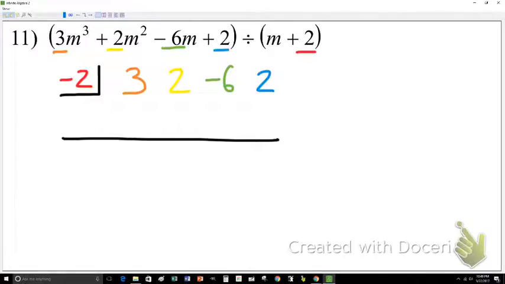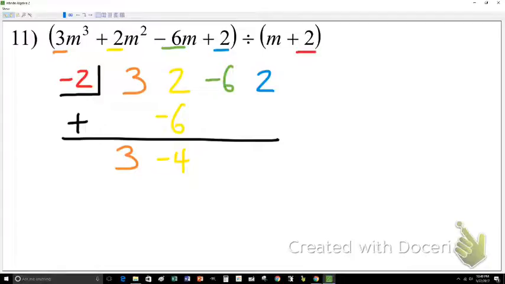And the next step is to bring down our first number, 3. And now here's where the repetition starts. We take that 3 times the negative 2 that we have in the box, and we get a negative 6. Okay? And that negative 6 is placed underneath the next number, the 2. Then we add these numbers together. 2 plus negative 6 is a negative 4.